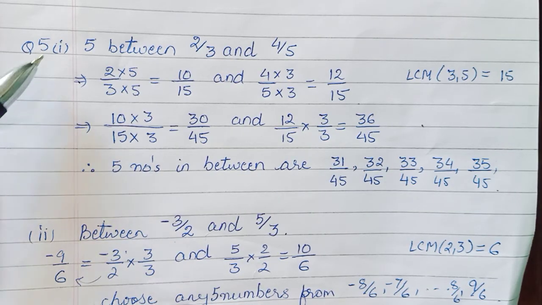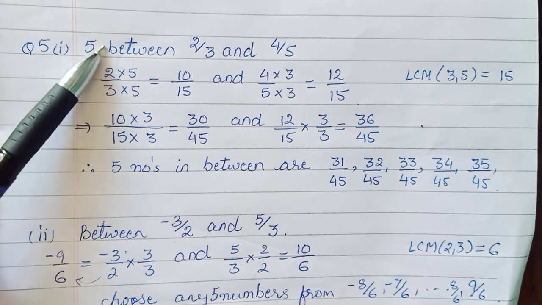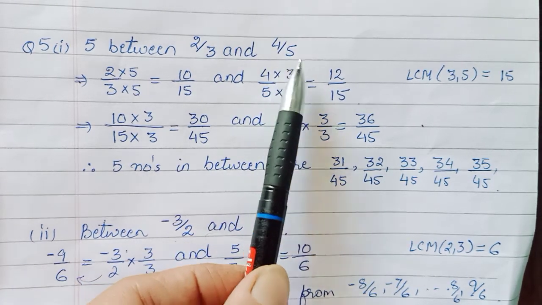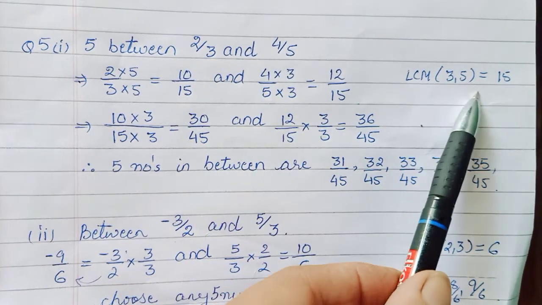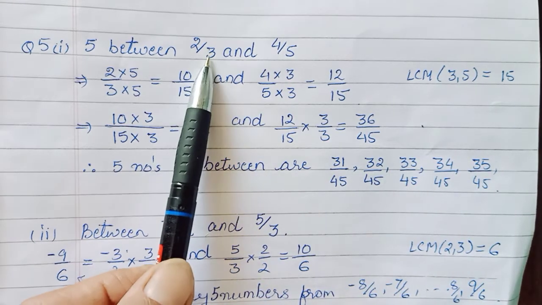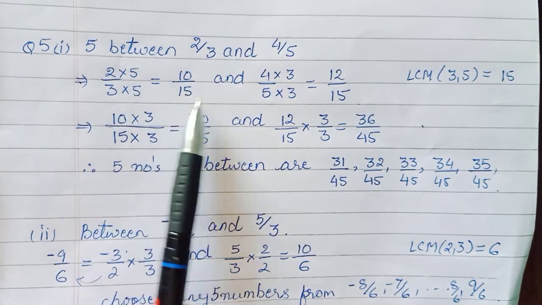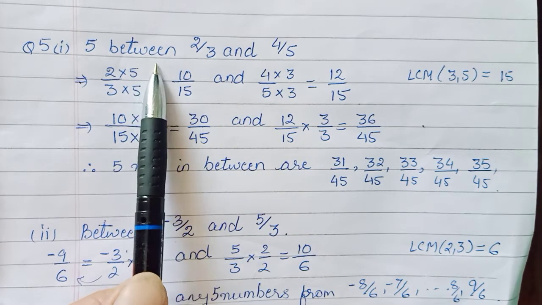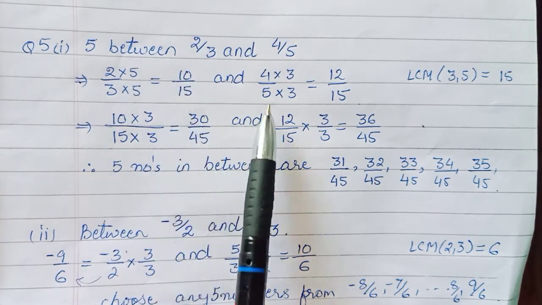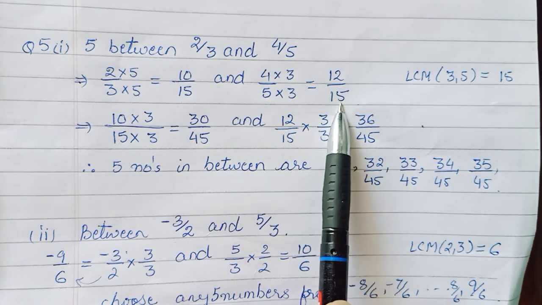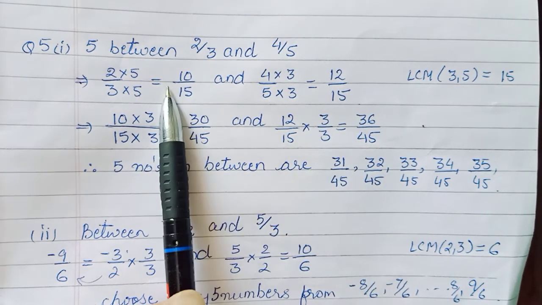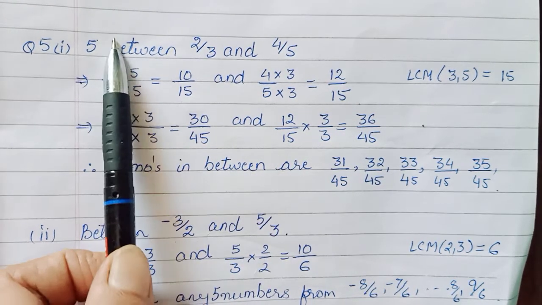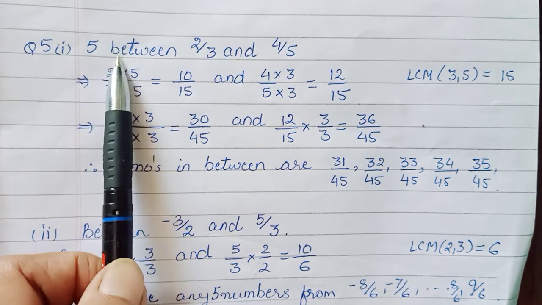Likewise, see the next example now. Question number 5 is asking you to introduce 5 rational numbers between 2 by 3 and 4 by 5. So again, first we make the denominator the same by taking the LCM. This increases 5 times, 3 5s are 15, and 5 3s are 15. If the denominator increases 3 times, the numerator also 3 times. So 2 by 3 is equivalent to 10 by 15. Likewise, 4 by 5 becomes equivalent to 12 by 15. Now between 10 and 12 you have 11, only a single rational number. But we were supposed to introduce 5 numbers.